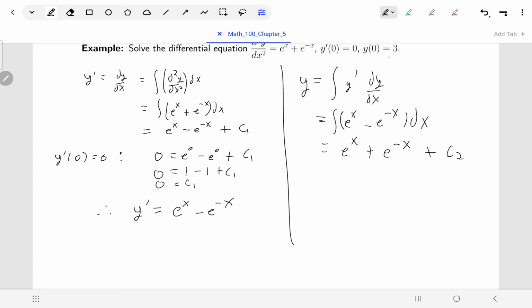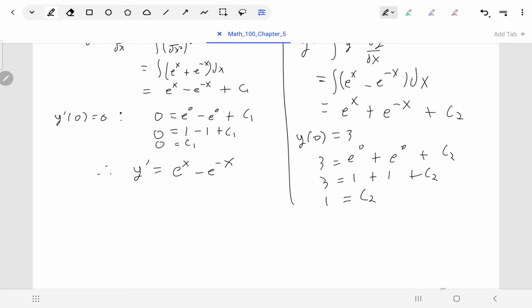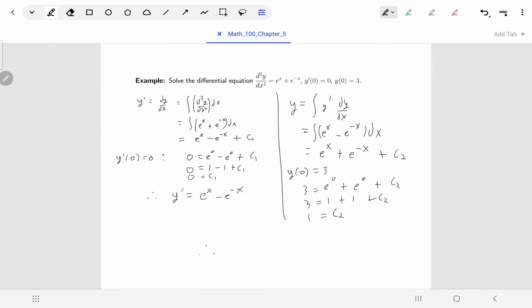And then again, we've got one last little point to deal with, which is we know y of 0 should be equal to 3. So 3 would be the y value when x is 0. And so we have e to the 0, e to the 0, and c2. So I find that my constant c2 looks like it is actually 1, which means now we have our solution to our differential equation. Our function is e to the x plus e to the negative x plus 1.